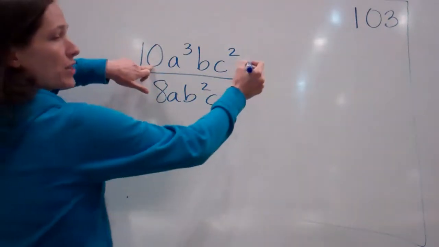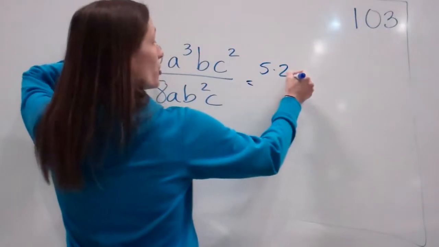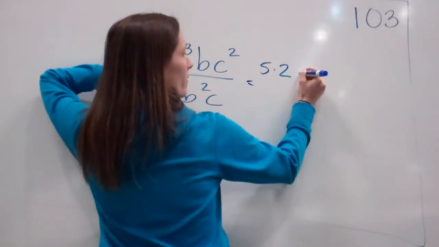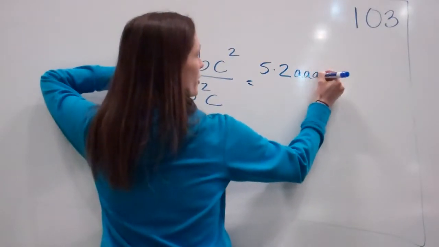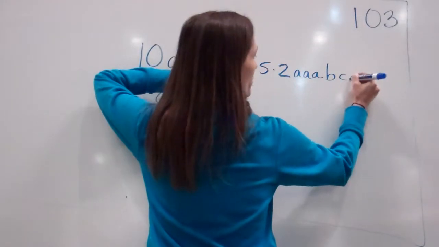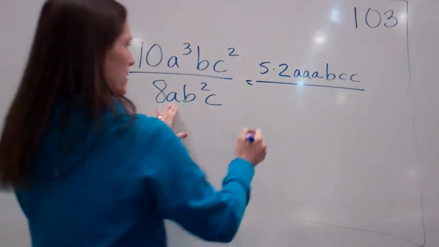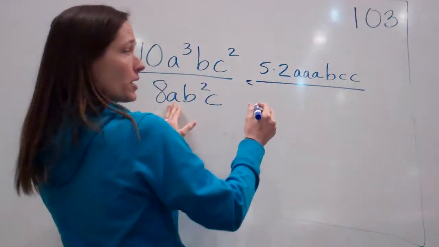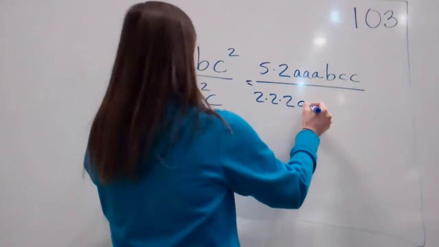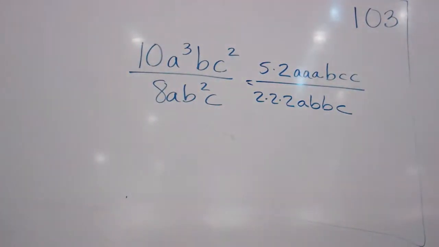So 10 would change to what? 5 times 2, right? Or 2 times 5. A cubed would become what? 3 A's. Very good. B would stay as B, and C, you would have 2 of those, right? We've expanded the top, now let's expand the bottom. 8 will become 2 times 2 times 2. 1 A, 2 B's, and a C. Did everybody get that step?